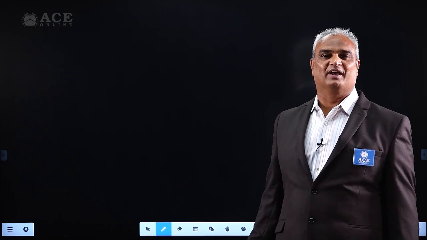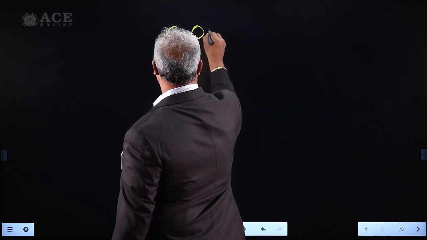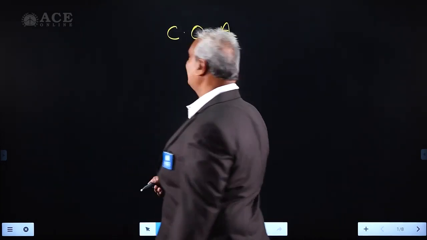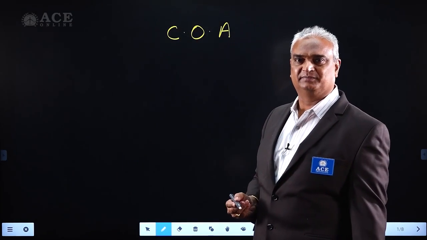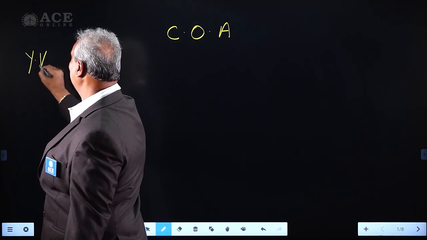Right now we are going to discuss the solutions for 2022 GATE CSE paper, especially for computer organization and architecture subject. COA, computer organization and architecture. This is Y.V. Ramaya. I think most of the students know the same.